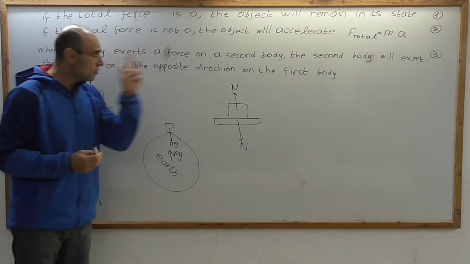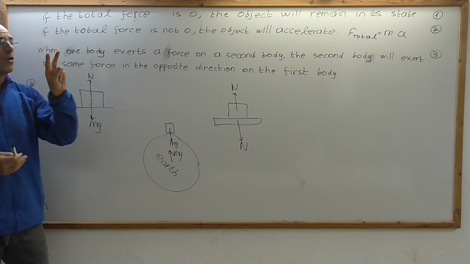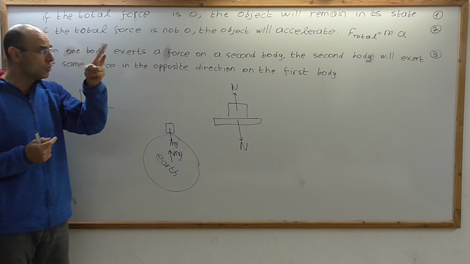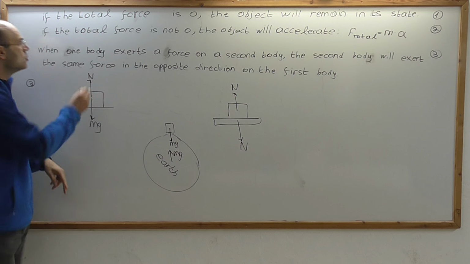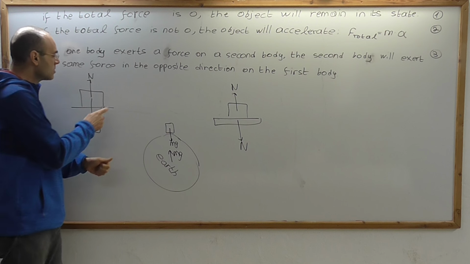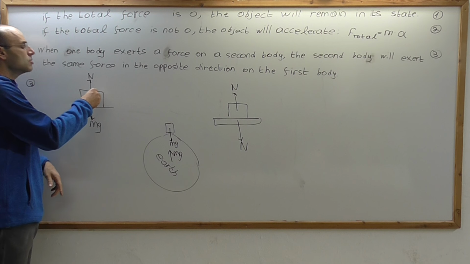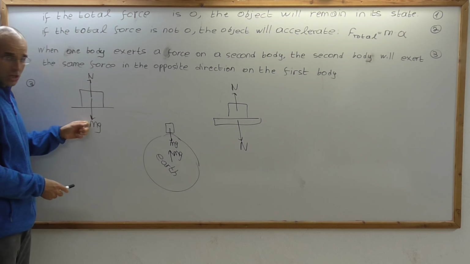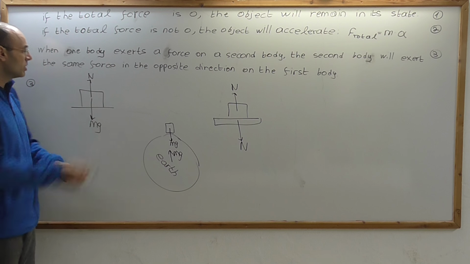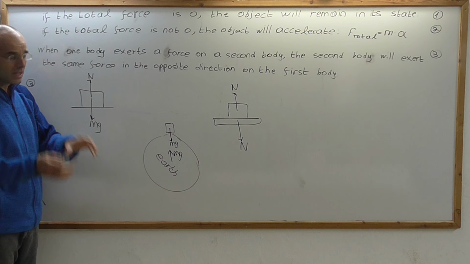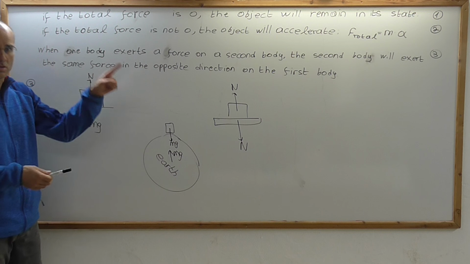The idea is, when you talk about the third law, only two bodies or two masses are involved. Normal force is what the surface does on the mass, so the third law will be what the mass is doing to the surface. Mg force is what Earth is doing to the mass, so the third law will be what the mass is doing to Earth.